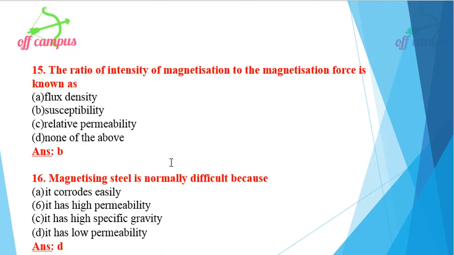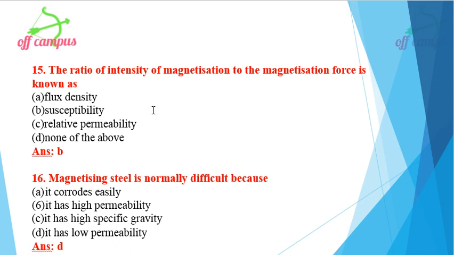Then 15, the ratio of intensity of magnetization to the magnetization force is known as, this is the formula for susceptibility. Susceptibility equals the ratio of intensity of magnetization to the magnetization force. So option B, susceptibility, is the right option.